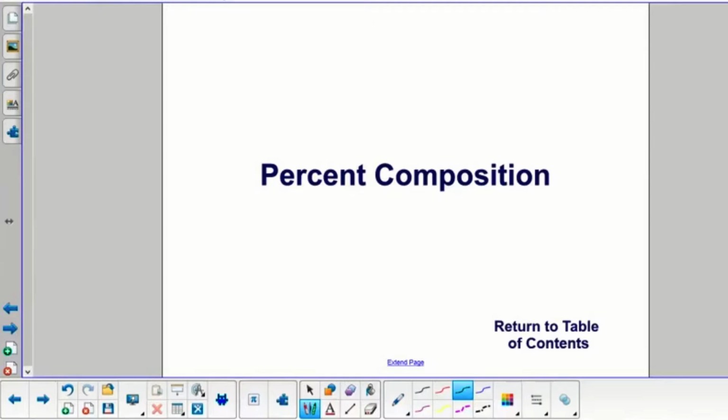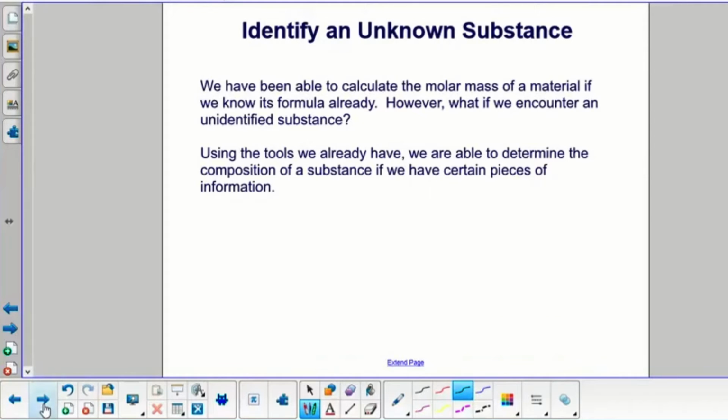Percent composition. We have been able to calculate the molar mass of a material if we know its formula already. However, what if we encounter an unidentified substance? We actually have the tools in place to determine the composition of a substance if we have certain pieces of information. Let's see what they are.